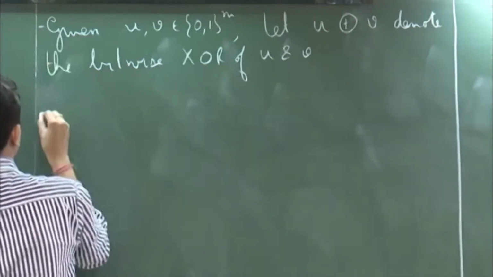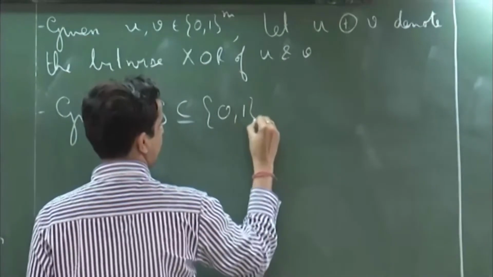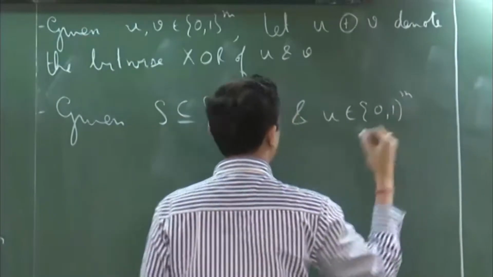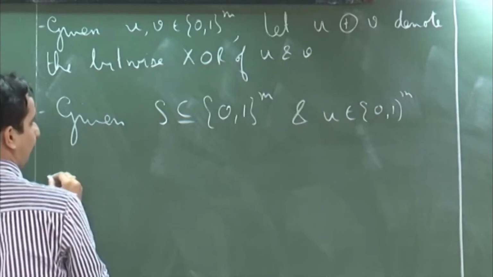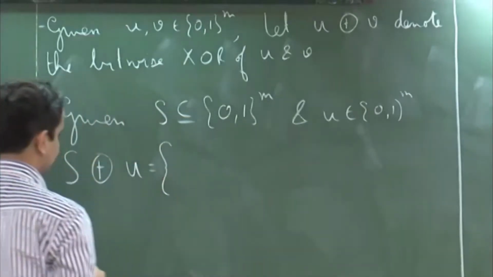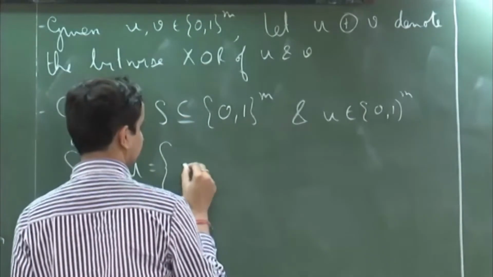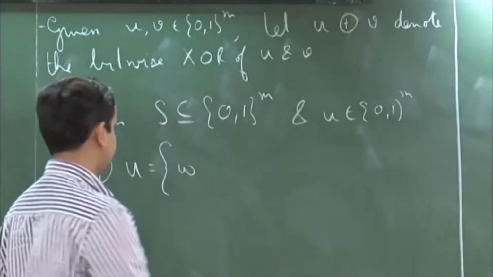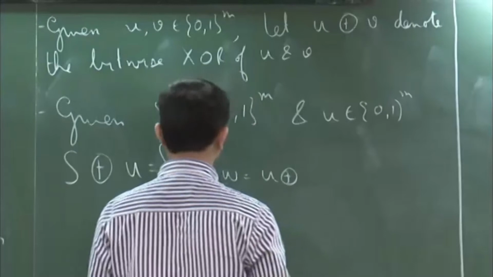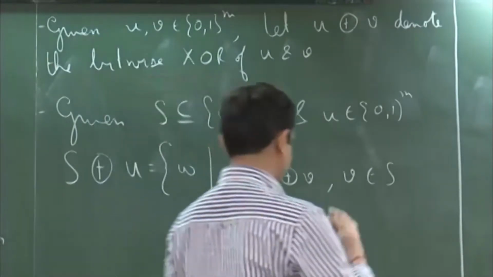And similarly, given a set S and some u in {0,1}^m, I can extend this definition to the set S plus u in the natural way. It is the set of all w such that w is u XOR v for v belonging to S. Maybe I should have written this.